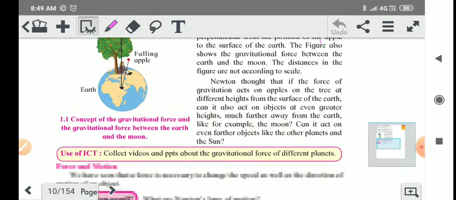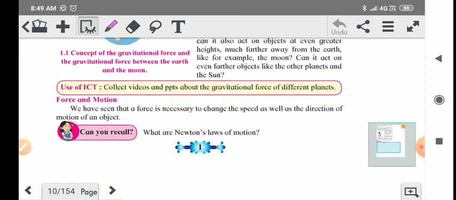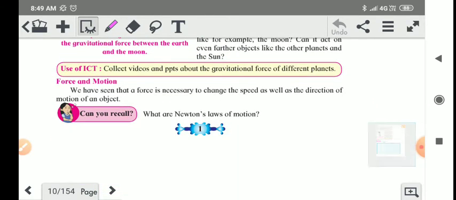Okay. Then next point is force and motion. We have seen that force is necessary to change the speed as well as direction of motion of an object. So here we have to study the circular motion and centripetal force.